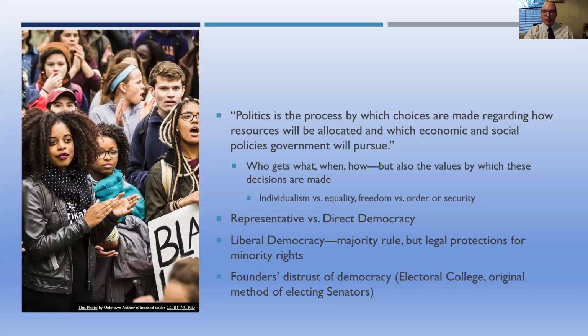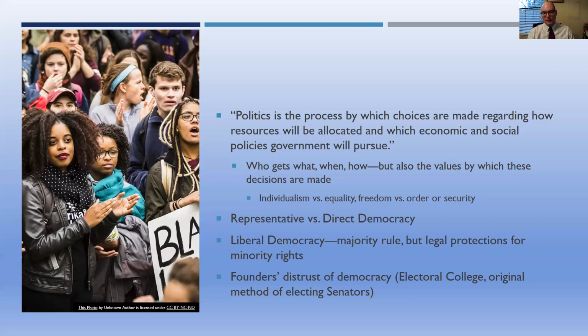We also have liberal democracy. Again, we have democracy, majority rule, but legal protections for individual rights, minority rights, but even more individual rights. So we have a liberal democracy, we have majority rule, but especially in the Bill of Rights, right? Civil liberties, the first 10 amendments of the Constitution, there are clear restrictions on what the government can do, on what the majority can do.